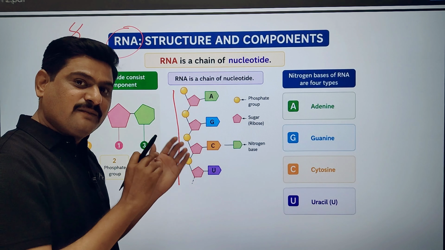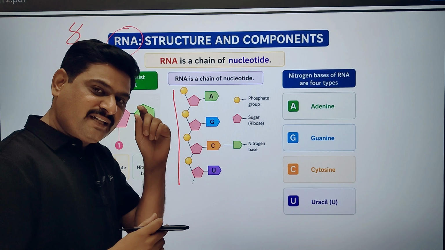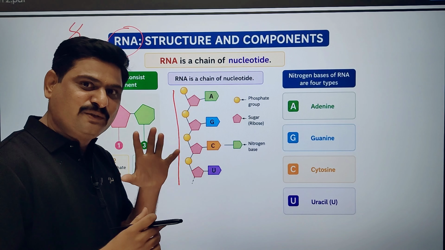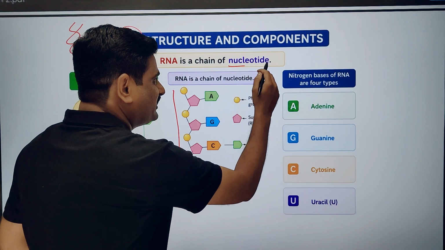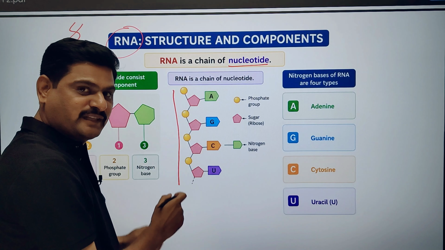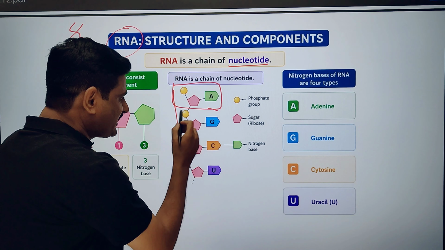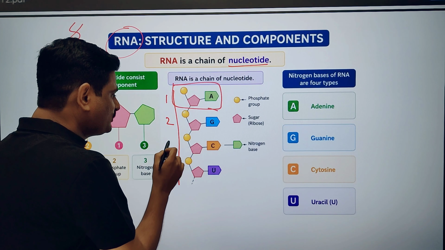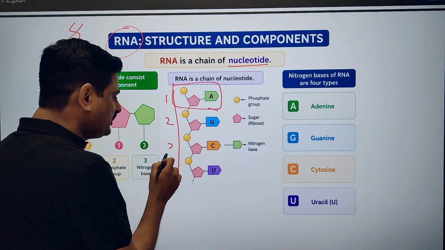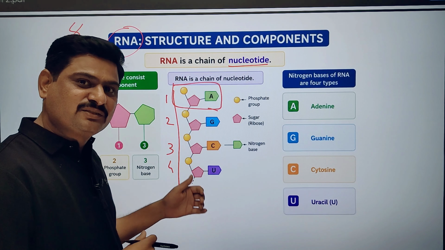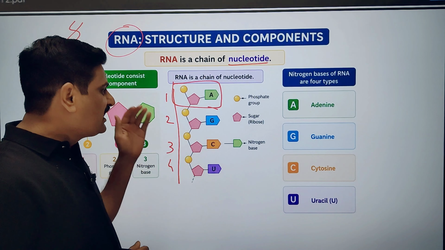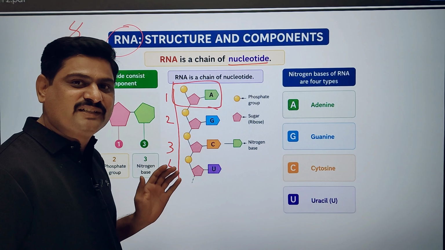Second, if you compare DNA and RNA by chain of nucleotide, here also it is present. It is also made up of repeating units. This is your first repeating unit, then this is the second one. So 1, 2, 3, 4, somewhat the same structure of DNA and RNA in terms of nucleotide. So the DNA strand is also a chain of nucleotides, and the RNA strand is also a chain of nucleotides.